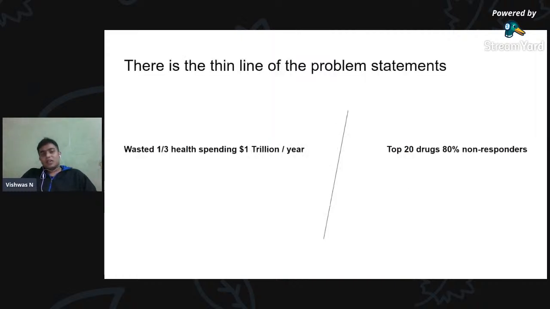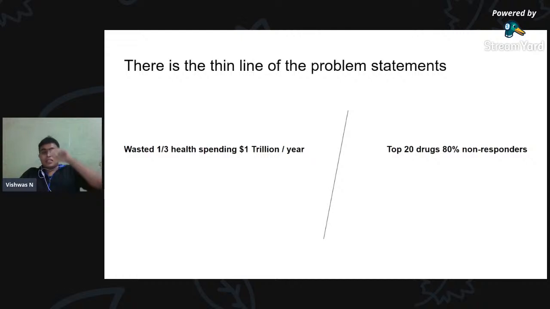You know, there's a thin line between the problem statement where you can think wasted one third of the health spending, 1 trillion per year. That's actually the amount of money which is being used in order to give proper health for one third of the world. Today there is a lot and lot of pollution in the society. There is no way in which you can think of, okay, I'm not doing right here, I'm not doing right in eating my food, I'm not just breathing the best quality air possible for me.